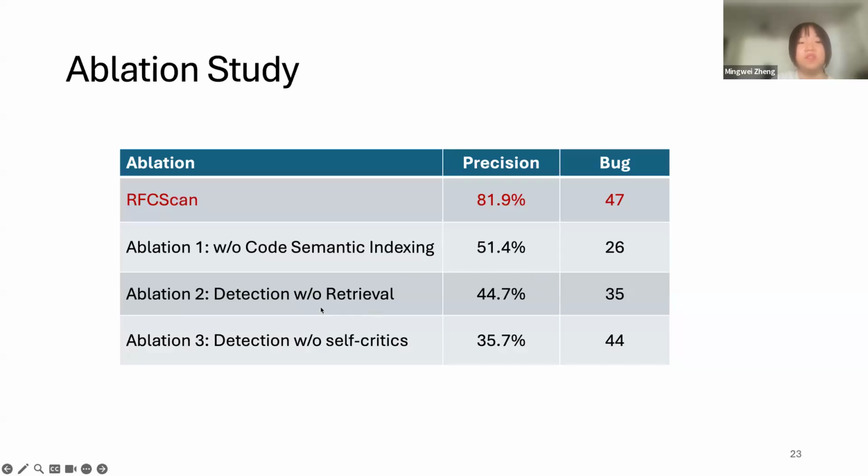So this means that this additional context retrieval stage is also very important for functional bug detection, not only for precision, but also for the bug findings. The third and last one is the ablation study, which is to see whether self-critique is beneficial to the final result.